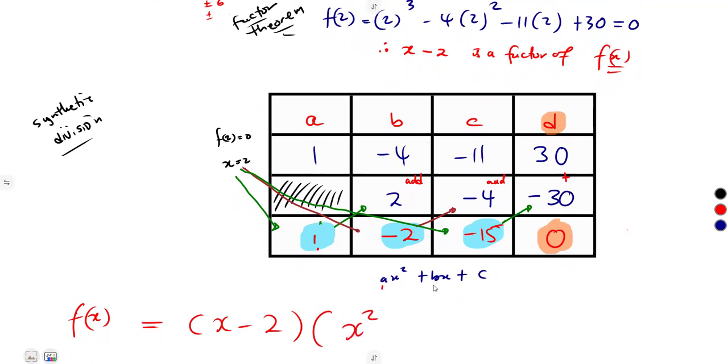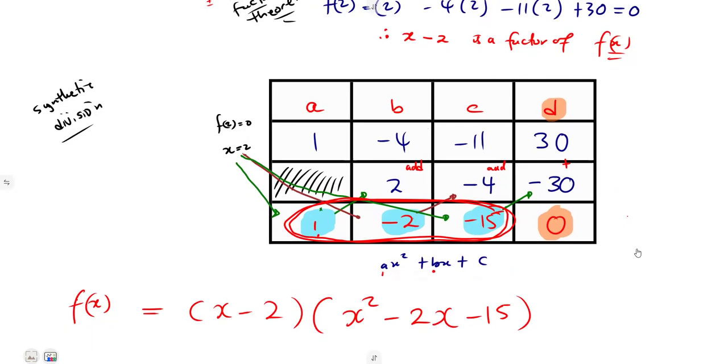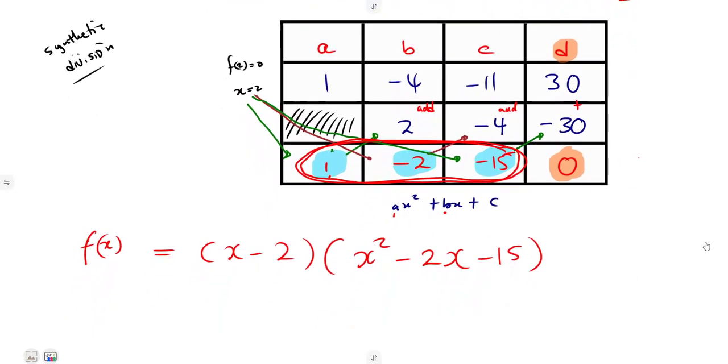So that's x squared. B is what? Our B is negative 2. So that's negative 2x. Our C, the constant, is what? Negative 15. These terms A, B, and C in this last row are the constants of our quadratic expression. So you have obtained a quadratic expression which you can factorize where possible. So can we factorize this? All right, let's try to factorize our quadratic expression.